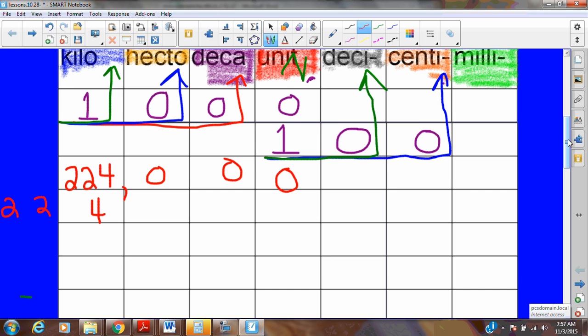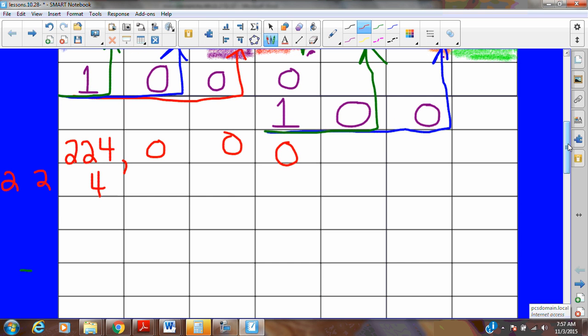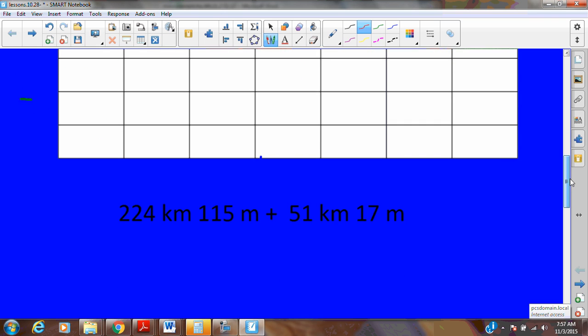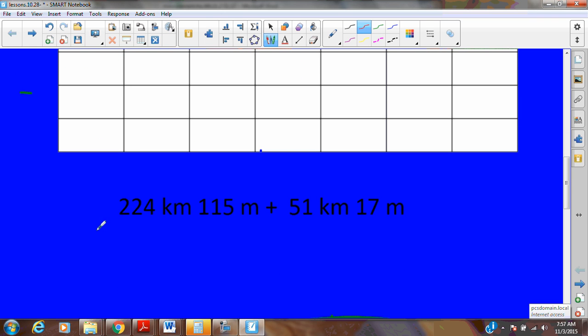So we know that we have 224,000 meters, that's what this means, plus 115 meters, which gives us a total of 224,115 meters. And we're going to add that together with this, again, of 51 kilometers.